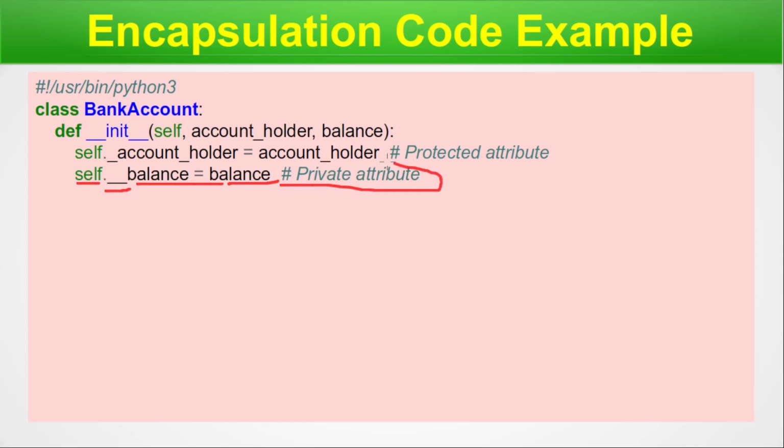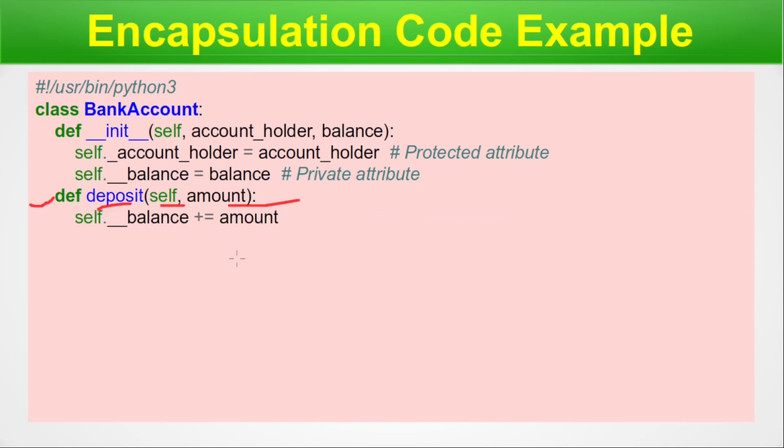This is a private attribute. This is much more detailed encapsulation we are going into. Earlier it was simple encapsulation. Now we are going towards a more complex encapsulation. So this is called a private attribute. We have a double underscore here in the balance. And we have a method here, deposit, with self and amount. So the customer can deposit money in the bank. What will happen? self.__balance += amount. So amount will get added to the balance.